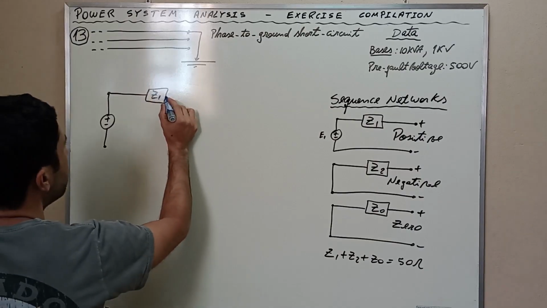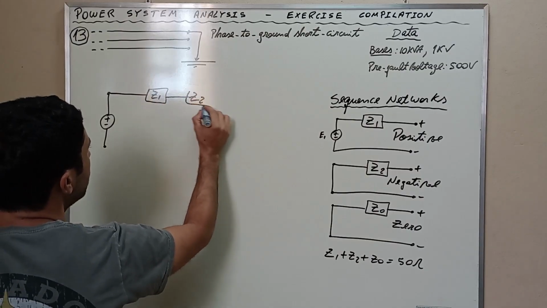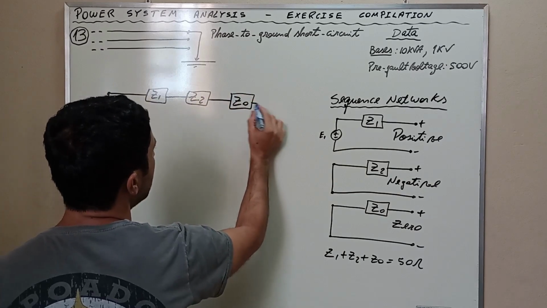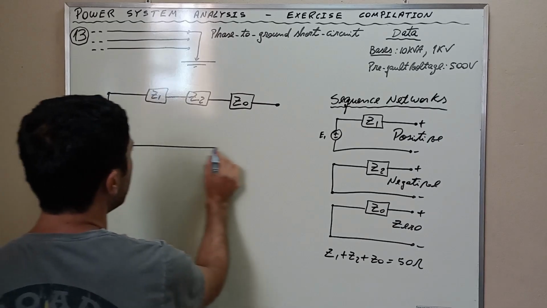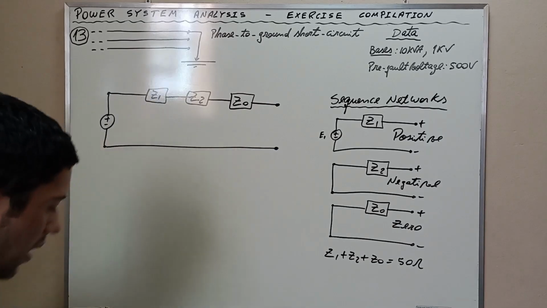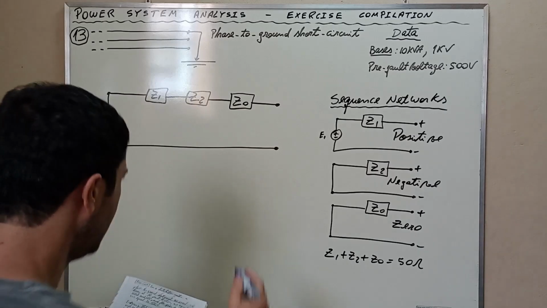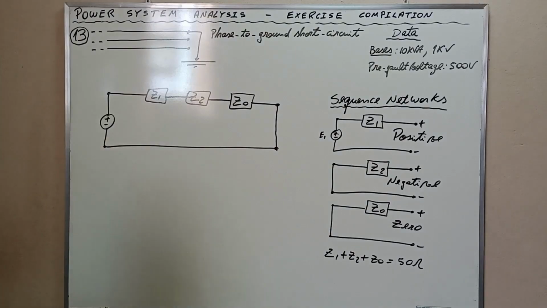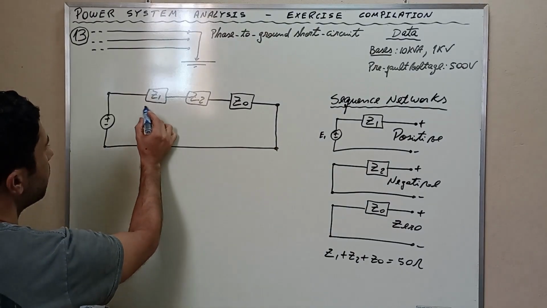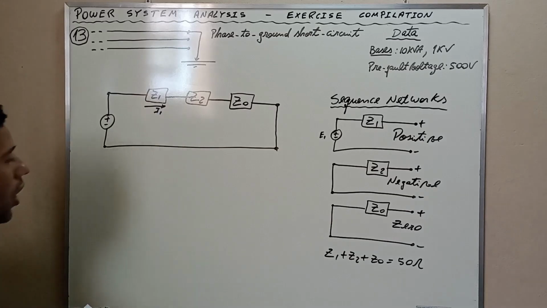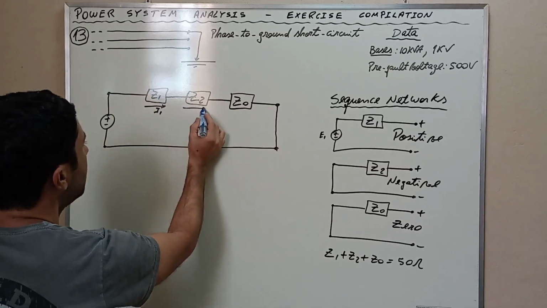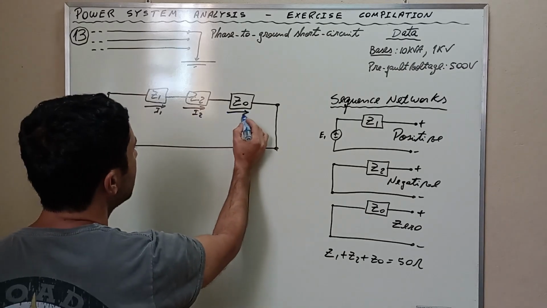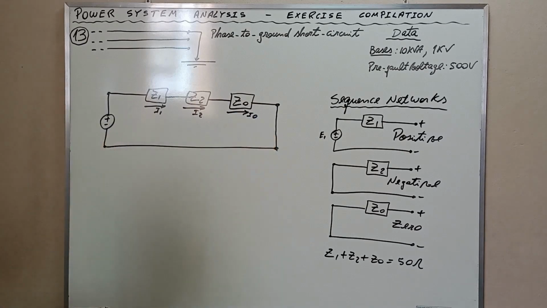Z1, Z2, and Z0, and here, as there is a short circuit, we have to connect this because of the short circuit, okay? There is going to be a current here of the positive sequence, a current here of the negative sequence, and a current here of the zero sequence.